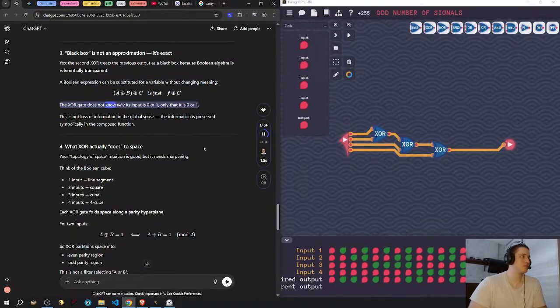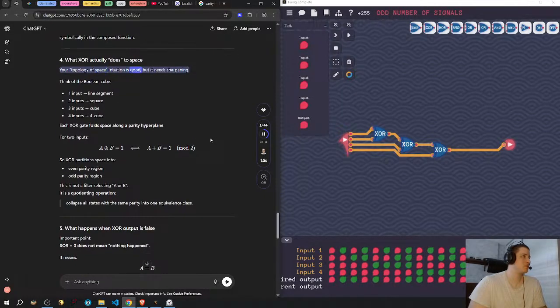The XOR gate does not know why its input is 0 or 1, only that it is 0 or 1. This is not loss of information in the global sense. The information is preserved symbolically in the composed function. 4. What XOR actually does to space. Your topology of space intuition is good, but it needs sharpening.